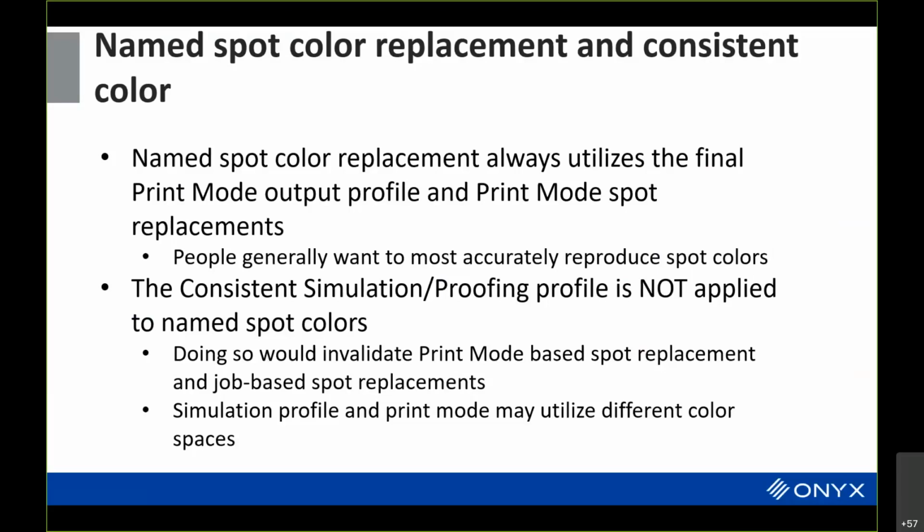When you specify spot colors in the spot color settings, there's a tab for print mode spot colors where you can specify this is the CMYK orange green that I want to use. Okay, and if you're using a consistent simulation, it would go to CMYK and it doesn't match that, and so you would basically have to ignore the colors you specified for the print mode.